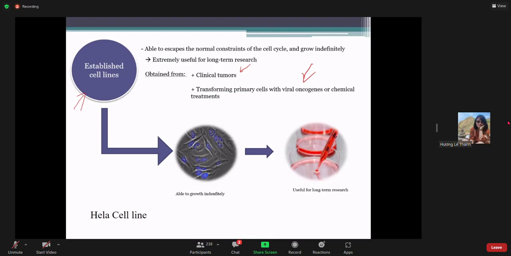And here is one example of the first established cell line, the HeLa cells. These cell lines were originally cultivated from a tumor cell obtained from a patient who died of cervical cancer.